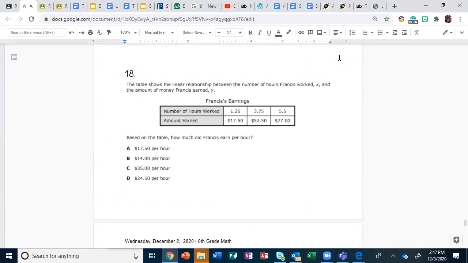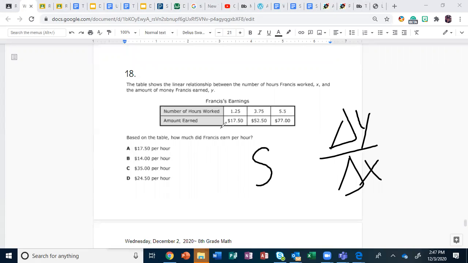What is 18? What do you guys think 18 is asking for? Delta y over delta x. What do we call that? Slope, kids. It's the same thing as rise over run. It's just that whenever we have a table, we have to do that. Now, since we have a table laying down, I always like doing my table standing up because that's a lot easier for me to see.